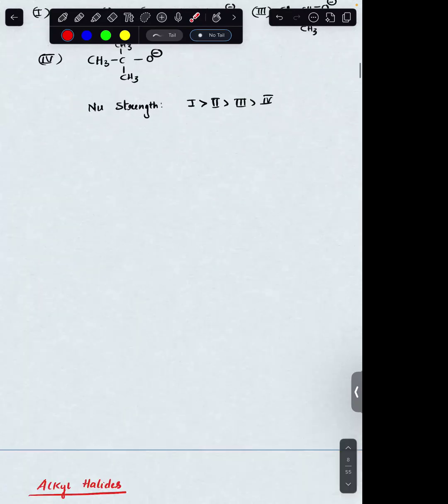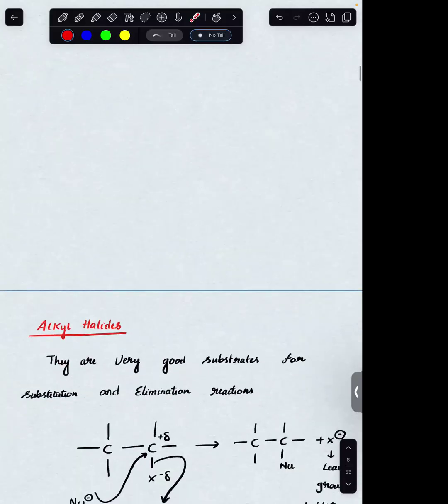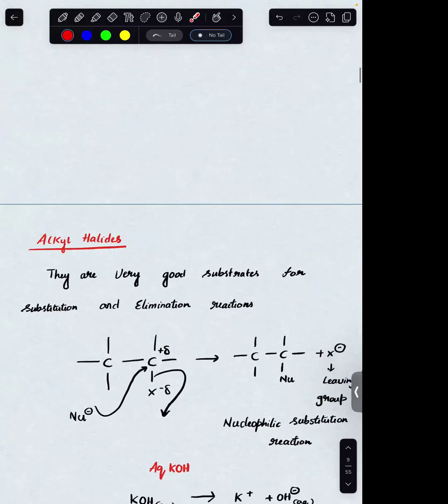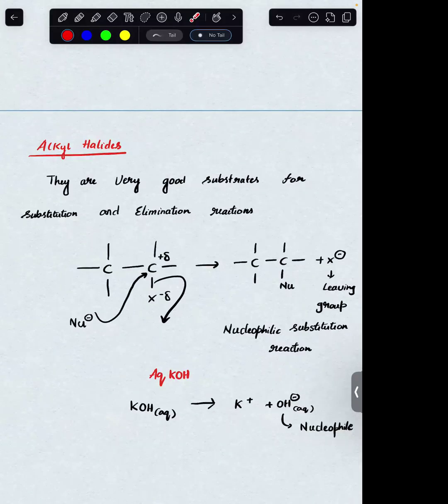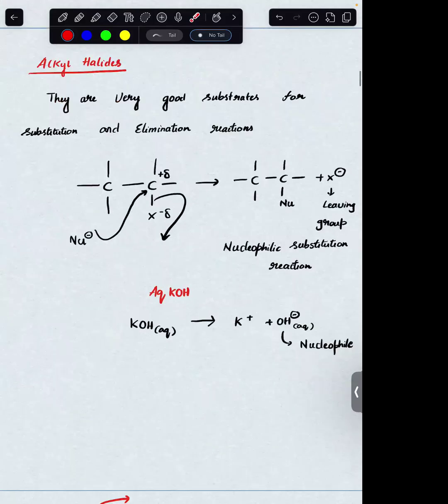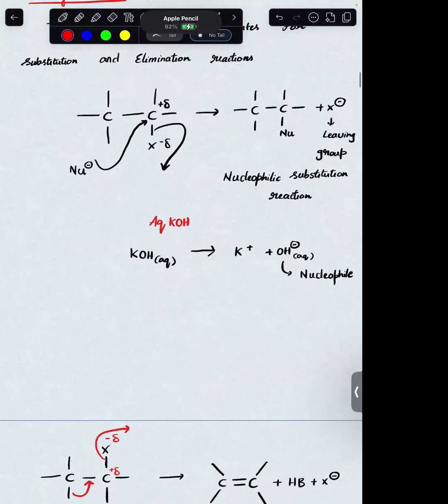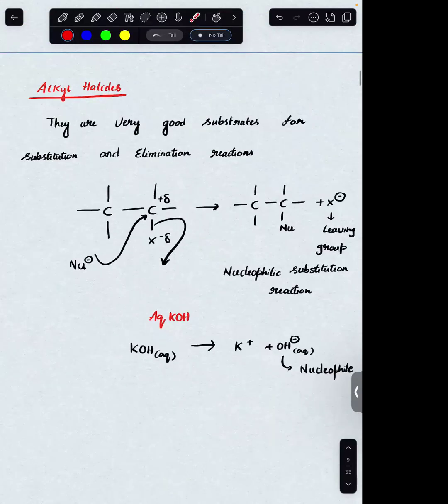Okay, next. So let us start our understanding with substitution. Everyone, we are taking a detour. We are first doing substitution, then we will be going to elimination, then we will be understanding the preparation of alkenes based on elimination reactions.